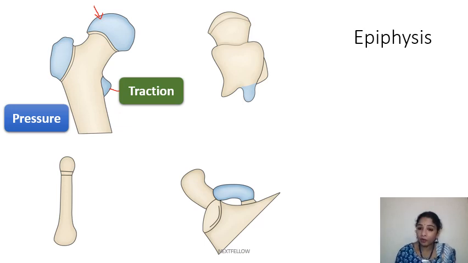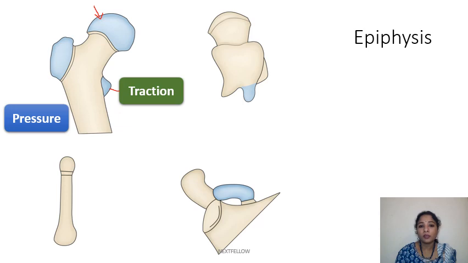Even the upper end of fibula is also an example of traction epiphysis, where it provides attachment to biceps femoris muscle. So this traction epiphysis usually ossifies later than the pressure epiphysis.